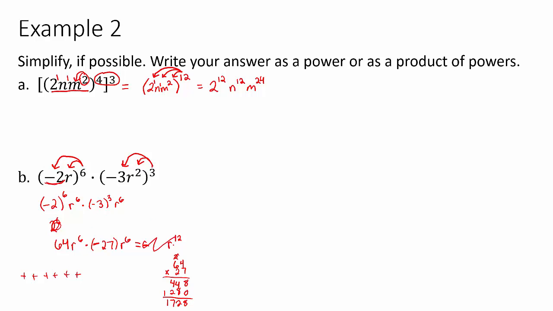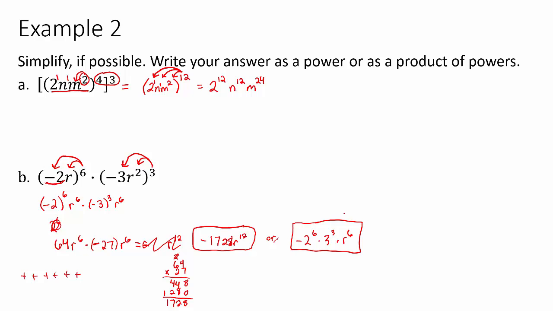So this is really -1728 r to the 12th. It just depends on your teacher as far as whether or not they want you to actually go ahead and work that out completely, or if they would rather you leave it as -2 to the 6th times 3 to the 3rd times r to the 6th. It just depends, because it's nicer to be able to write it as negative 1,728, but sometimes that just is difficult to find. So one of these two answers would be acceptable to us.